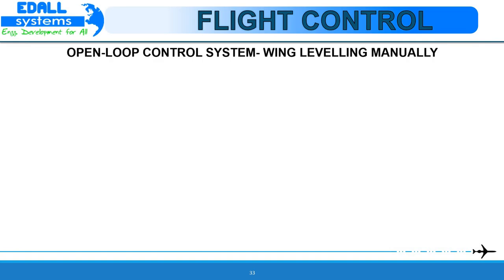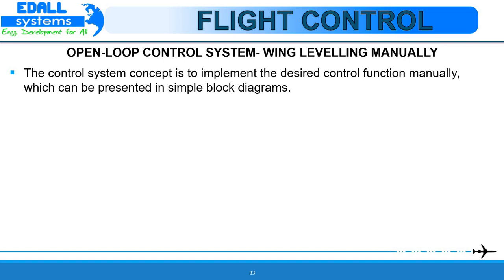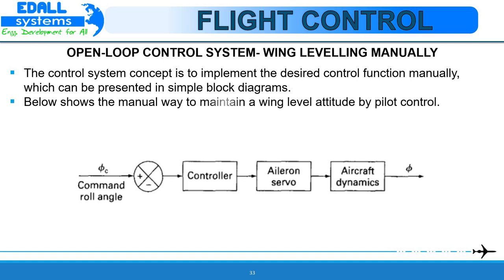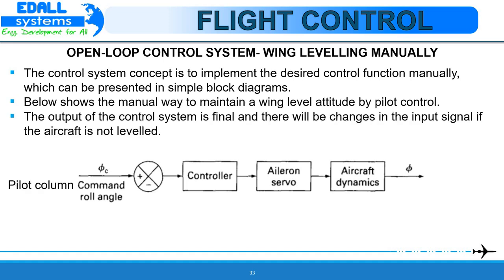We have an example of an open loop control system, which is wing leveling manually. The control system concept is to implement the desired control function manually, which can be presented in the simple block diagram shown here. This shows the manual way to maintain a wing level attitude by pilot control. When the pilot column is moved, the command of roll angle is entered into the controller, which in turn commands the ailerons of the aircraft to roll to the right or left. Hence, the pilot uses the pilot column to adjust the aileron servos to roll the aircraft.